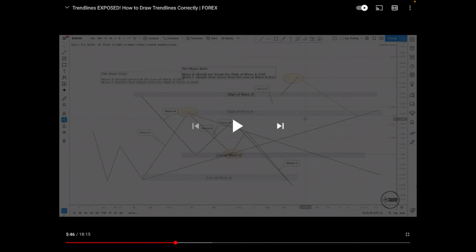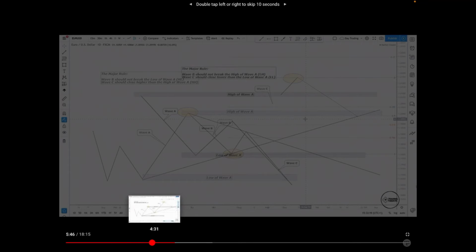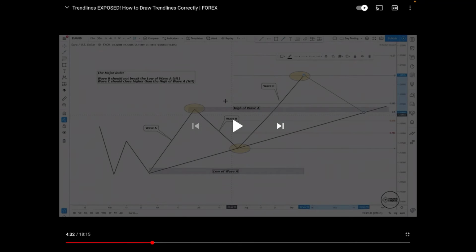Okay, so the important thing was for the price to close higher than wave A, right? The important thing was for price to close higher than wave A. See how wave C is higher than wave A? It's not until that is established that you can then draw your trend line. That is what makes it a valid trend line and a high probability trade.